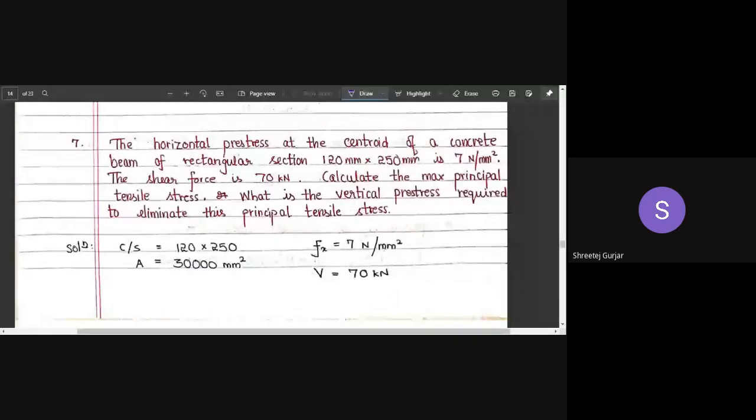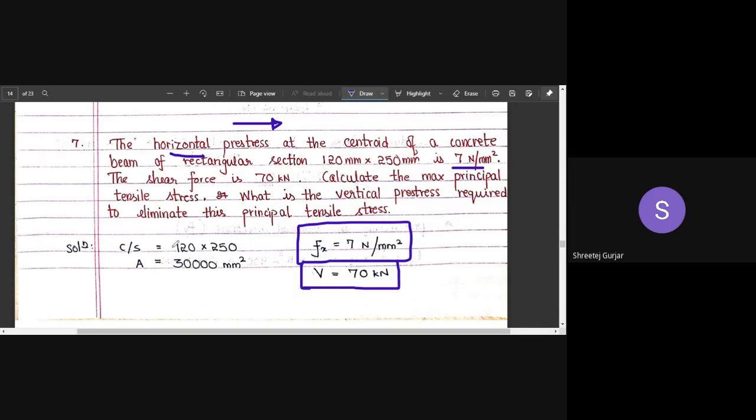So here, you can see the horizontal pre-stress, meaning in the horizontal direction at the centroid of the concrete of a rectangular section. Okay, we have a rectangular section, and the pre-stress is applied at the centroid of the concrete beam. It is 7 Newton per mm square. So Fx is directly given to us. The shear force is 70 kilonewton. Calculate the maximum principal tensile stress.